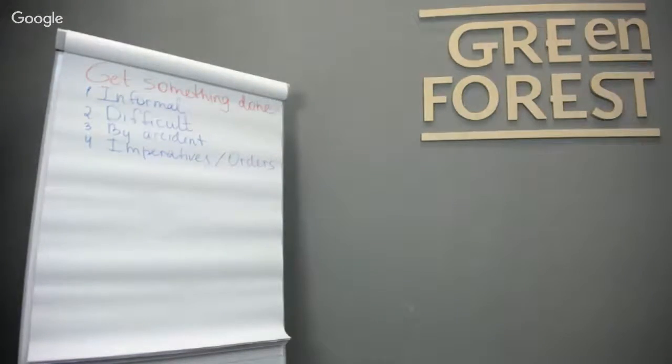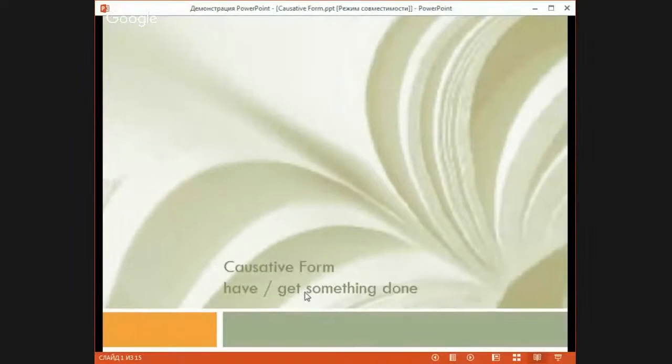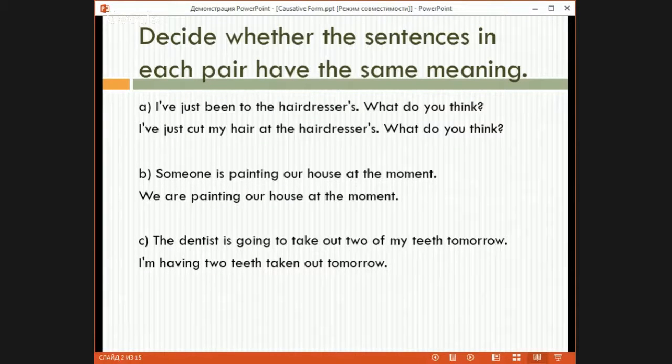So let's look at the causative form, have or get something done. We need to decide whether the sentences in each pair have the same meaning. I will read them to you and we will decide together.